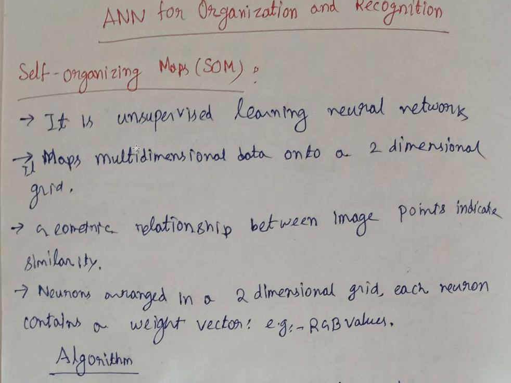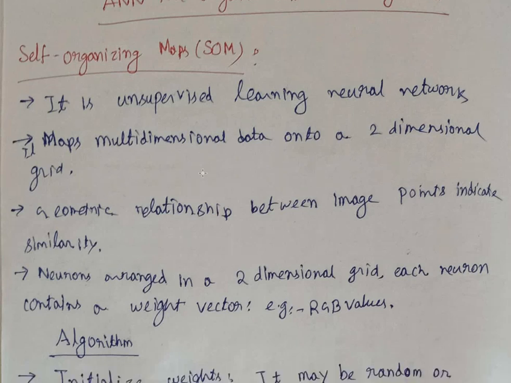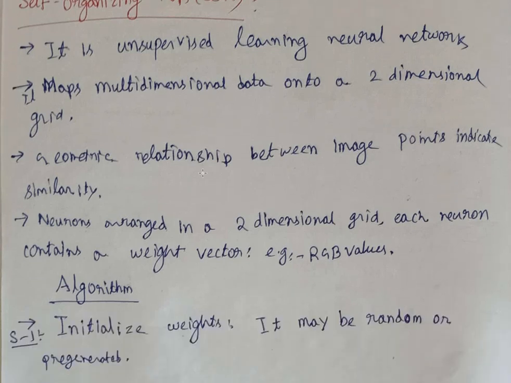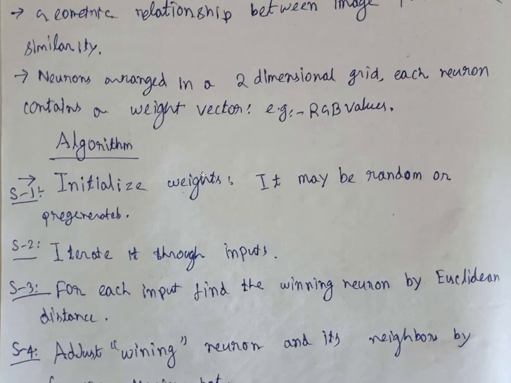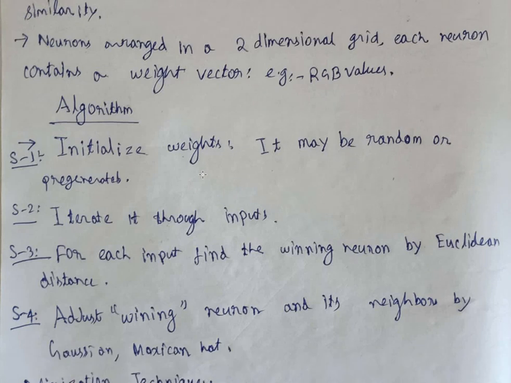Today's topic is self-organizing map. It's an unsupervised learning neural network. It maps multidimensional data into a two-dimensional grid. So the neurons are arranged in a two-dimensional grid. Each neuron contains a weight vector like RGB values.